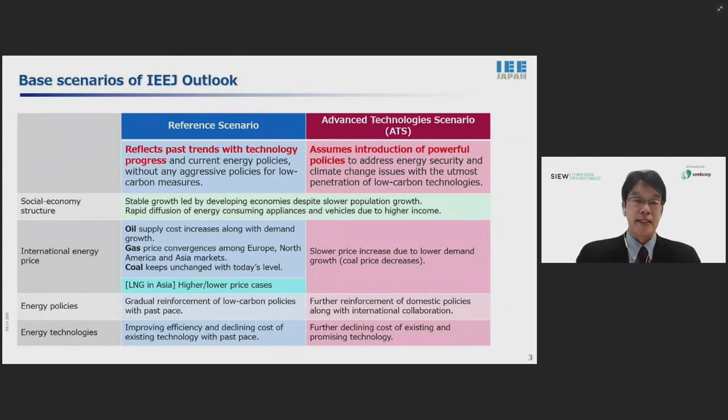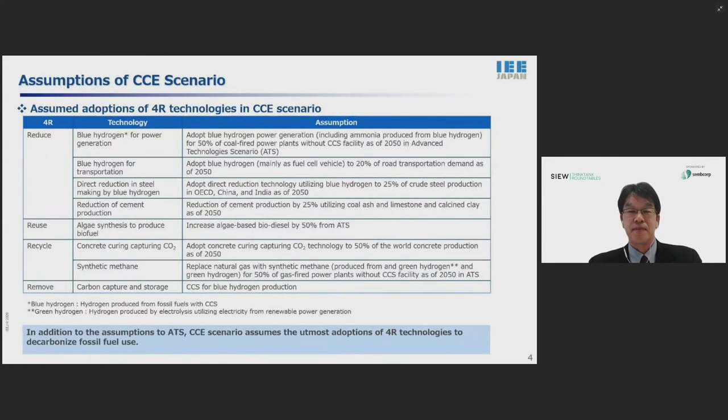Now I'd like to go into the CCE scenario. This slide is the same as Yamashita-san's slide, so I'll just briefly mention that our CCE scenario is an extension of the advanced technology scenario, which means that we assume all best technologies at first in the ATS, and then additionally, we assume new technologies to decarbonize fossil fuel use. Could you go to the next?